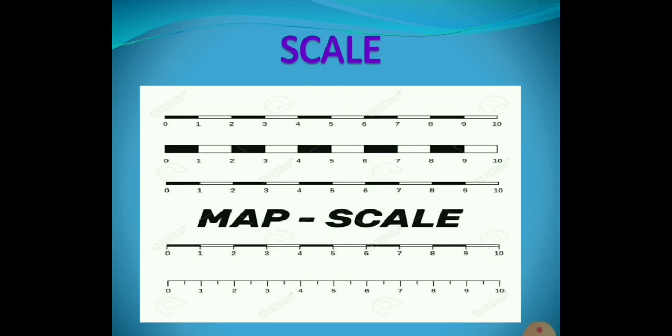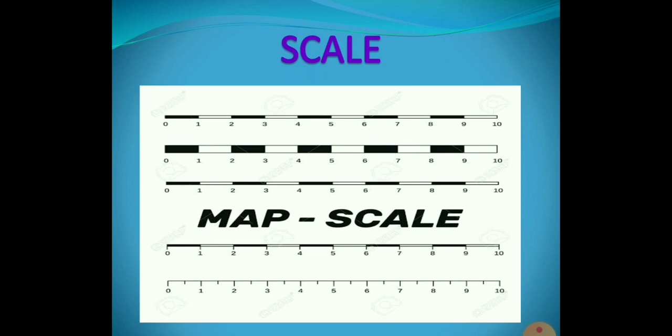Next point, scales. It is not possible to show the actual size of the earth on a map because it is too large. Let us suppose that the ground distance between Delhi and Agra is 200 kilometers. It is not possible to show these cities 200 kilometers from each other on the map. Therefore, this distance is represented by a small unit on the map.